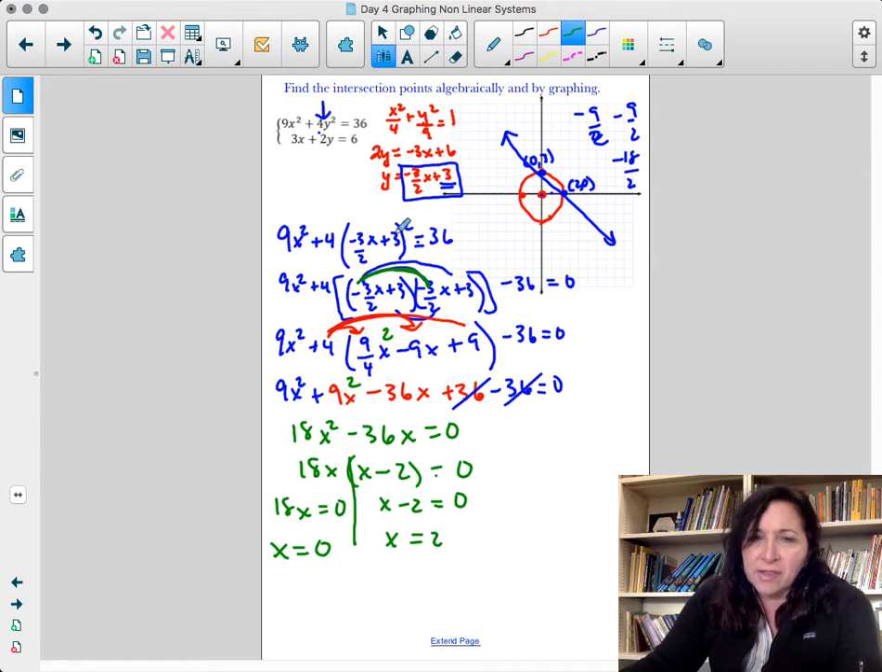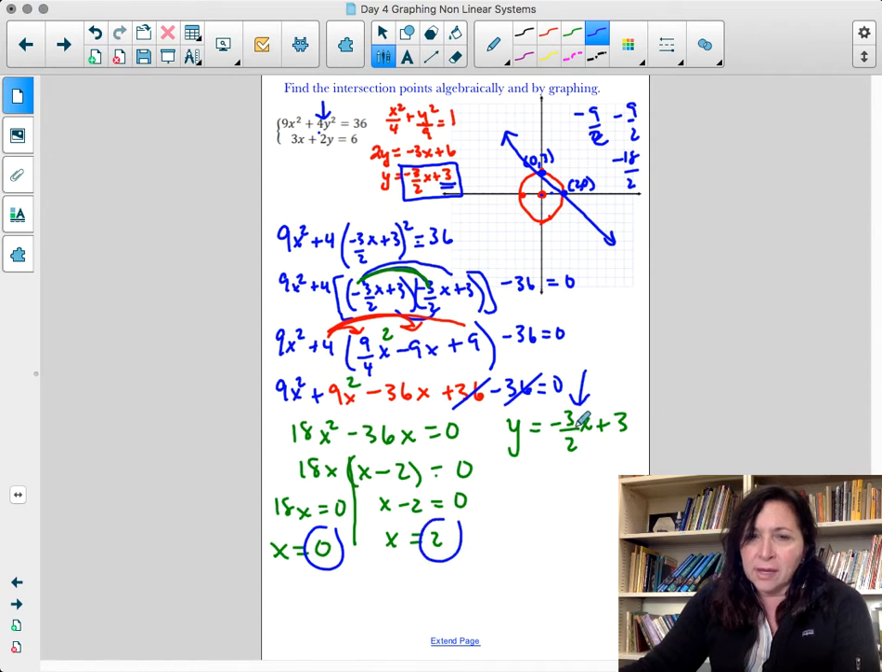So if you could see this way up here, it says y equals negative 3 halves x plus 3, right? So I'm going to plug in 0 in here and also 2 in here. So plugging in 0, I get y is equal to 0 plus 3, which is 3. So one of my intersection points is (0, 3), which we have, check.